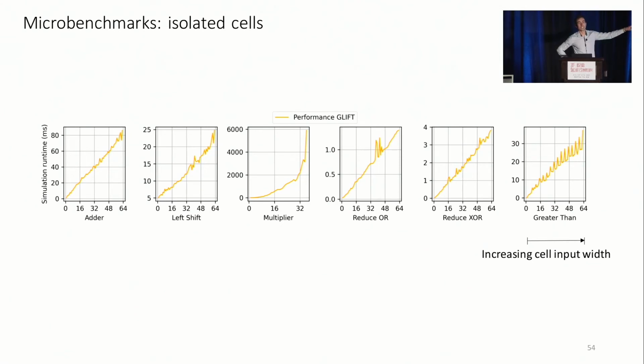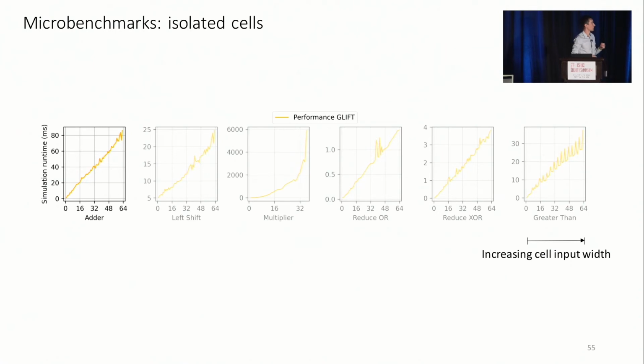So this is not us. This is the state of the art. On the y-axis, you have the simulation time. And on the x-axis, you have the size of the cell. Let's focus on the adder. If you think about an adder, let's take a ripple carry adder, you have this carry chain. And the more input bits you have, equivalently the bigger your adder is, the more elementary gates you have, or AND gates. And because gate-level instrumentation requires you to simulate each of these gates, then the runtime is linear, right?